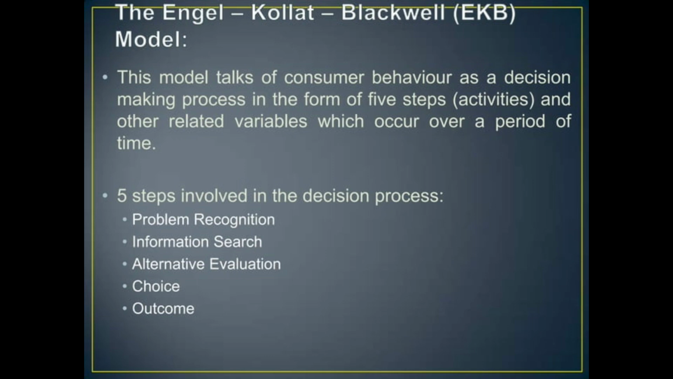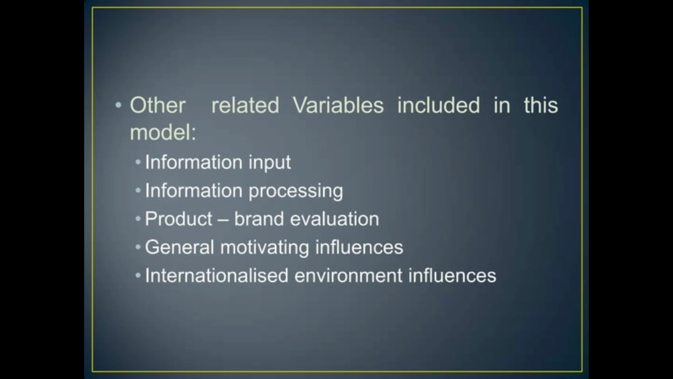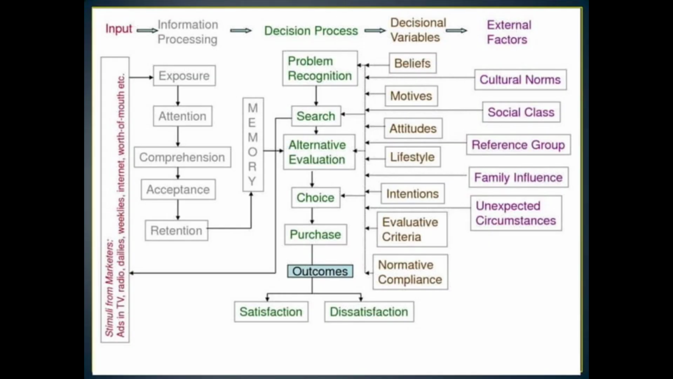So the Engel-Kollat model. These are the decision process stages: problem recognition, information search, alternative evaluation, choice and outcome. Then the general motivating influences are related to the decision-making process. So this is the way the input variables, decision process and external factors lead to buy or not buy. When the consumer buys the product, the attitudes, lifestyle, motives and intentions all change. The outcome is satisfaction or sometimes dissatisfaction.